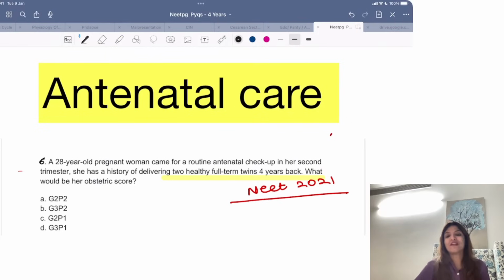CPD है, imagine, previous cesarean section है, and this time there is CPD. What are you going to do? Definitely you are going to go for a cesarean section. Right? So that's an absolute indication.